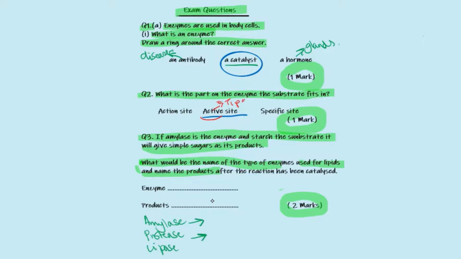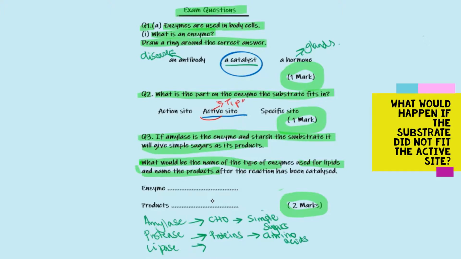We learnt that amylase was to do with breaking down carbohydrates, and I'm going to write CHO as an abbreviation for carbohydrates, and it broke the carbohydrates down to simple sugars. For the proteases, it broke down the proteins into smaller products called amino acids. And the last one we looked at was lipases, and the lipases were used for lipids, and it broke the lipids down into fatty acids and glycerol.